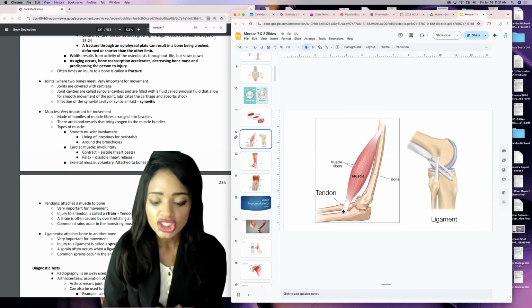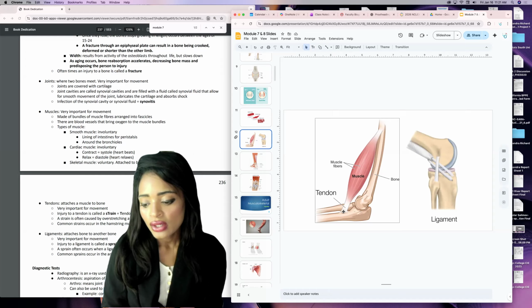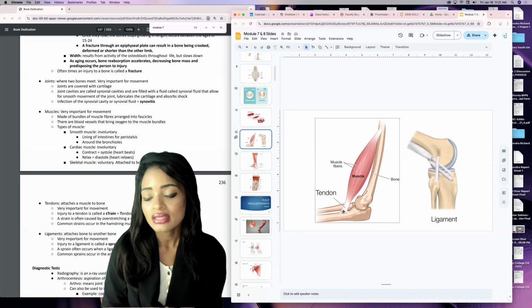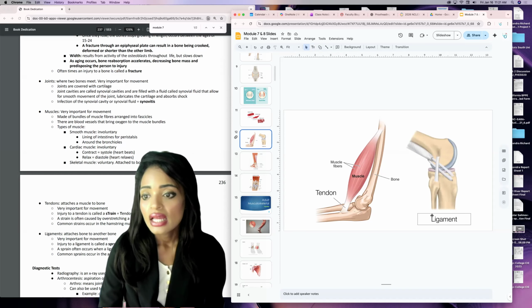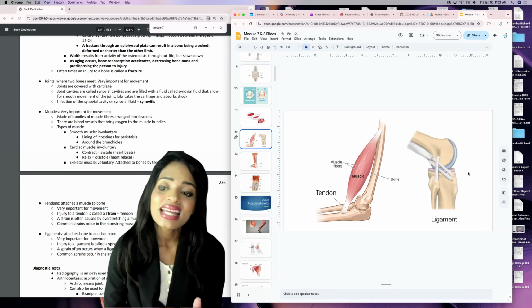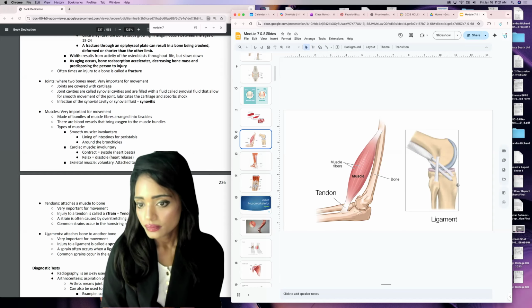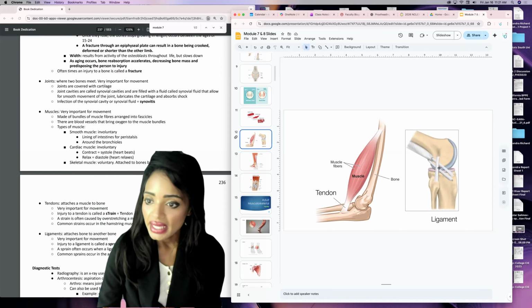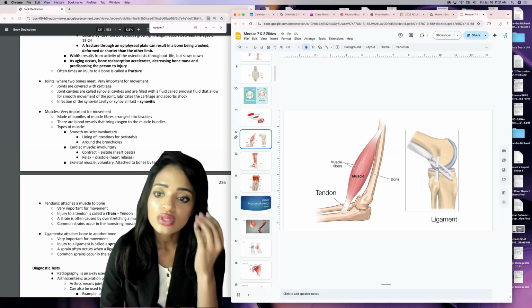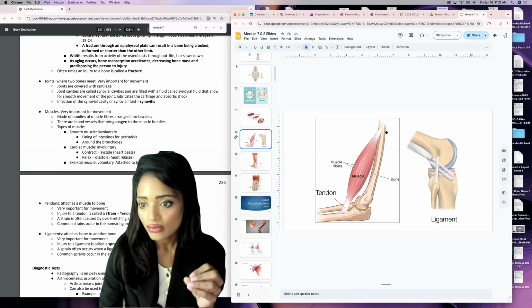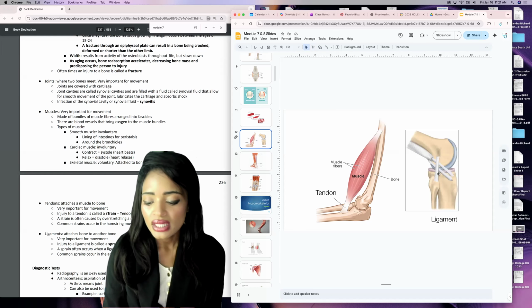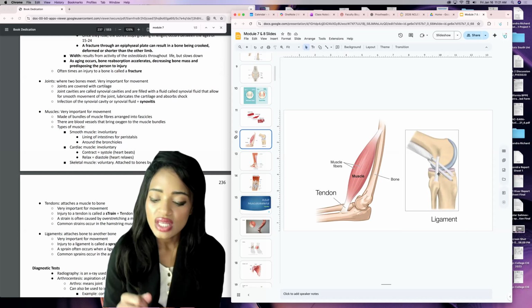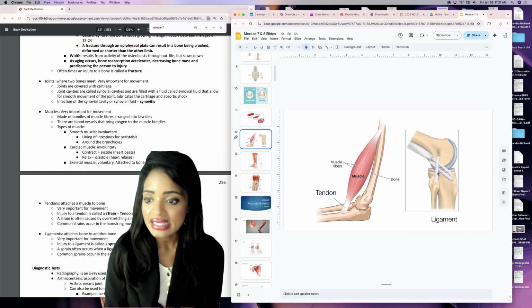So when you're cleaning chicken and you are cutting meat off of the bone, you're cutting through a tendon. A ligament connects bone to bone. Okay, so this white band here is a ligament, and they usually look white and silvery. And so when you're cutting chicken and you're separating the drumstick from the thigh, you're cutting through a ligament.